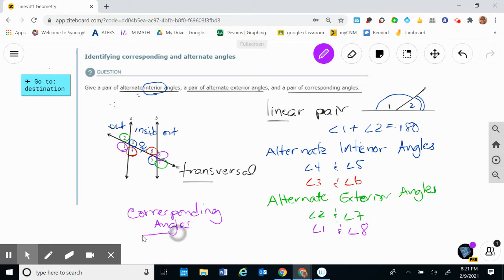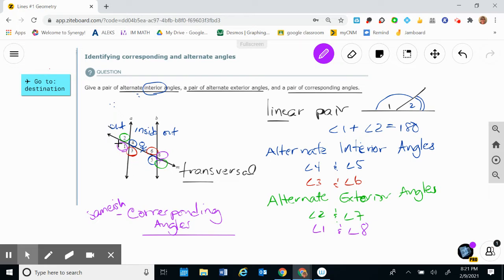Corresponding means kind of like in the same position. Okay. Corresponding means kind of like same-ish, if you will. Okay. So corresponding angles, these are kind of like the ones that are in the same position.